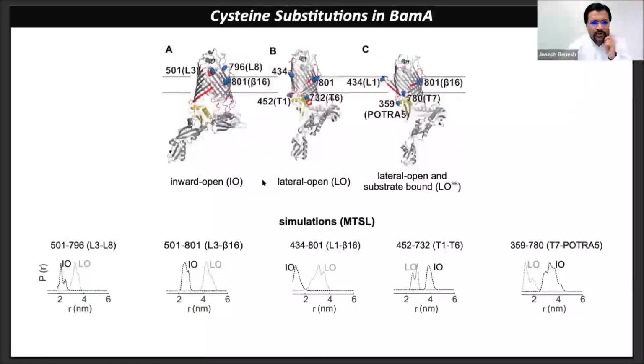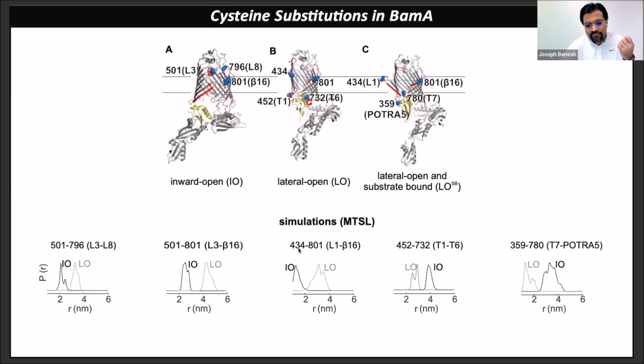So here, to observe the conformational heterogeneity of BamA, we engineered cysteine substitutions at strategic positions along the BamA barrel. For example, position 501-796, this is incorporated between loop 3 and loop 8. And this loop 3 undergoes large conformational change, as you can see here, when the barrel transitions from inward open to lateral open state. So the 501-801 connects the beta 16 with the loop 3, and the beta 16 strand is part of the lateral gate, which is also undergoing significant conformational changes.